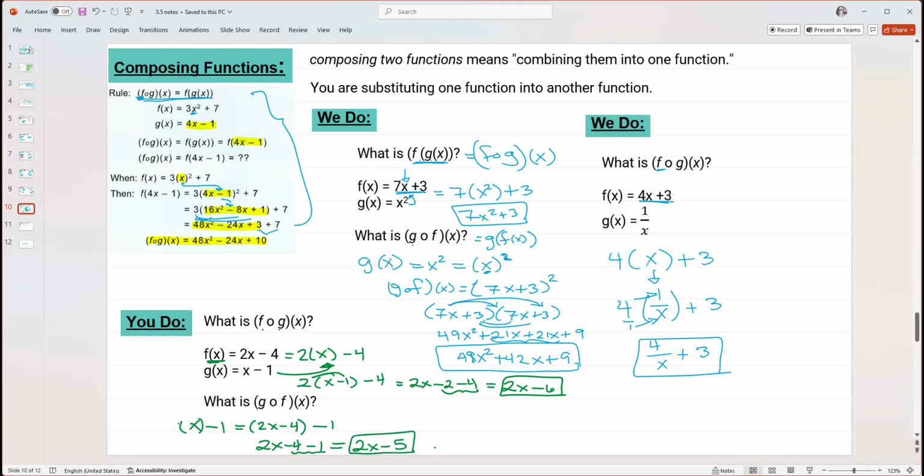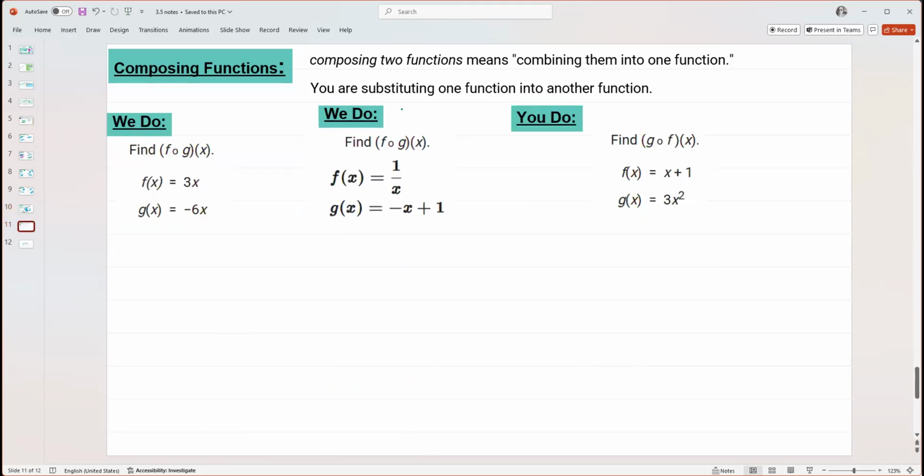We have enough room. Yay. So this is, again, just more of the same. So again, please feel free to pause at any time, give it a try. F goes first. So I have 3 times x, and I'm going to replace that x with a negative 6x, because that's my g function. And I'm just going to bring that 3 down and simplify. So 3 times negative 6, negative 18x.